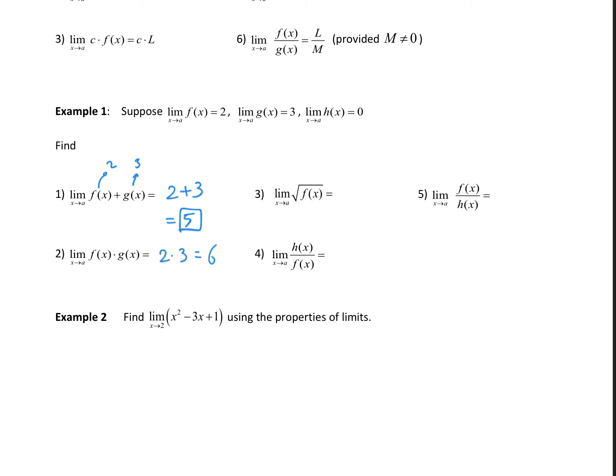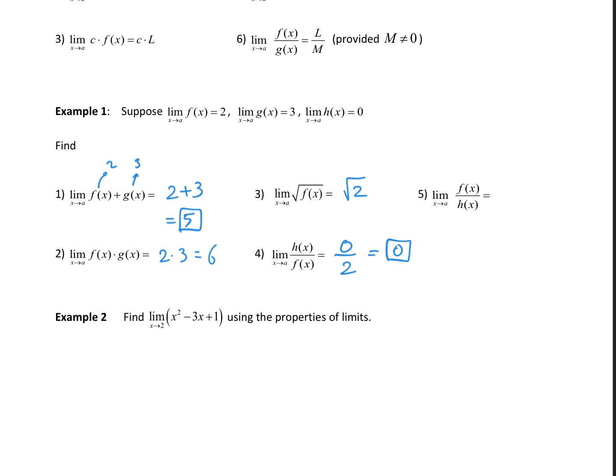And for number 3, square root of the function f of x. So the answer will be the square root of the limit, which is 2, right? And then number 4, h over f. The limit of h is equal to 0. Limit of f is equal to 2. Oh, there's a 0 in the fraction. Is it okay to have 0 in the fraction? It's okay to have it on the top. 0 over 2 will be just equal to 0, so no problem there.